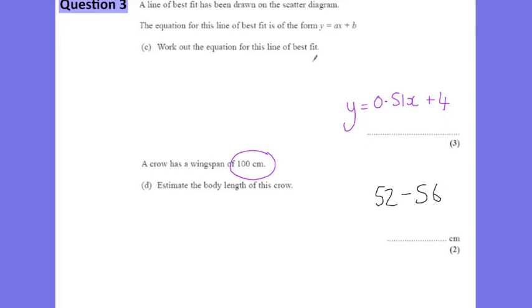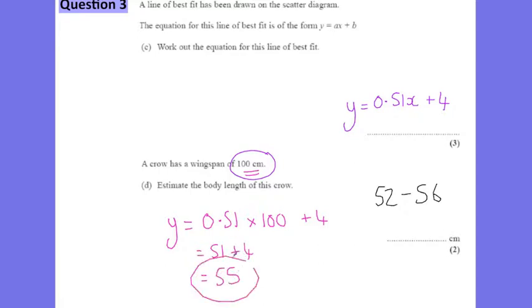Now you might want to use the equation that you've just worked out by substituting. So we then have y equals 0.51 multiplied by 100. That's your value for x. Add 4. We have 51, add 4 gives us 55. Again, it's within the range. So we've got two ways here that we can estimate, both from the graph and from the equation for the line of best fit.